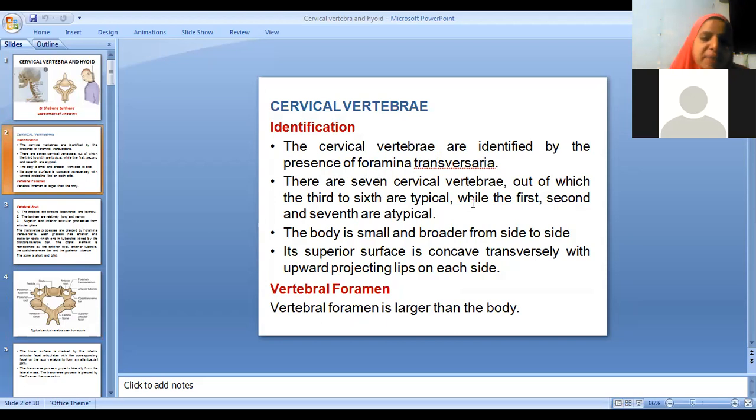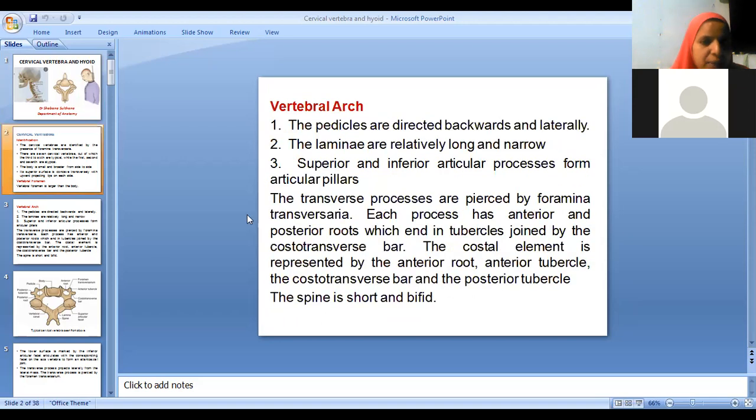As I said, we have 7, out of which 3 to 6 are typical, while C1, C2 and C7 are atypical. Body is small as you have seen, and it is broader from side to side. Superior surface is concave and it is projecting upwards. Then the vertebral foramen is larger when you compare with the body, because the medulla oblongata, the brainstem, is now directly continuing. Now the vertebral arch I have shown you anteriorly, the pedicles are directed back.